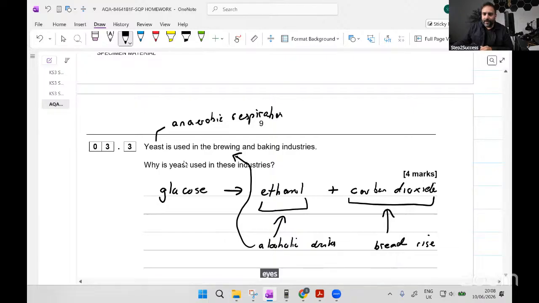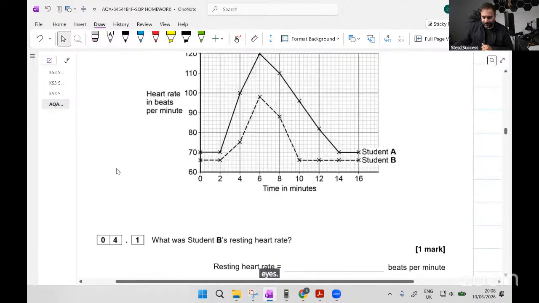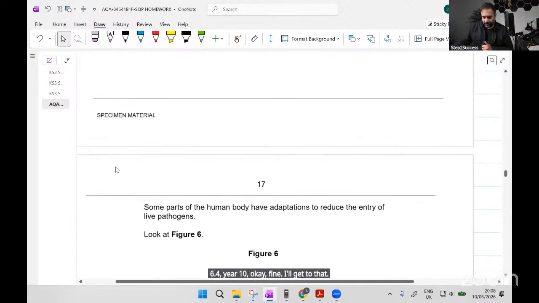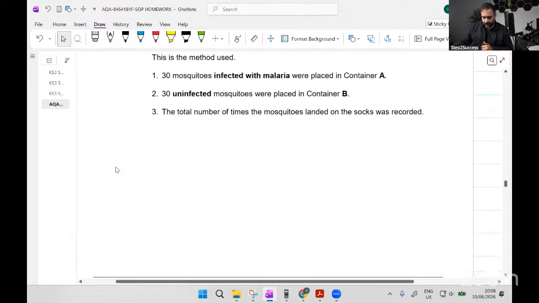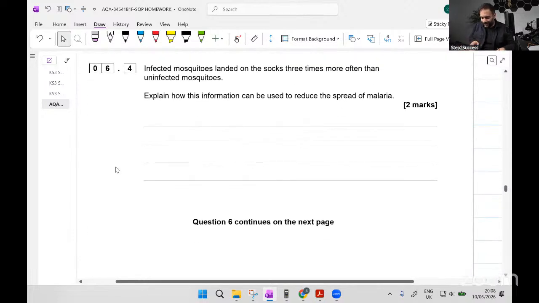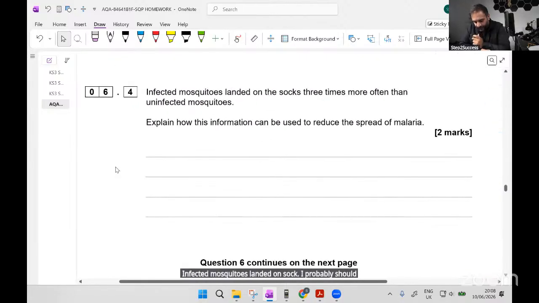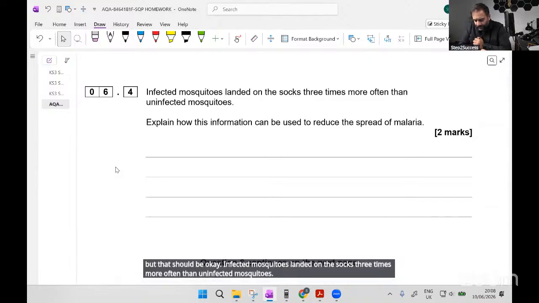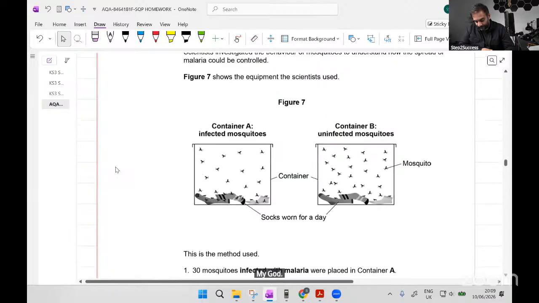Question 6.4, yeah, 10. Okay, fine. I'll get to that. Infected mosquitoes landed on socks. I probably should read the whole question, but I should be okay. Infected mosquitoes landed on the socks three times more often than uninfected mosquitoes. Oh God, I need to understand what's going on here, don't I?